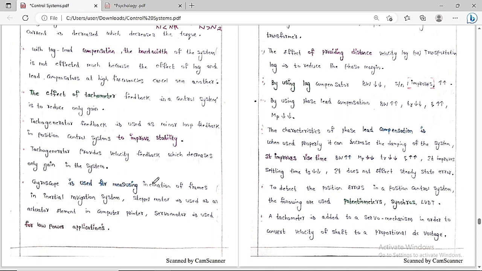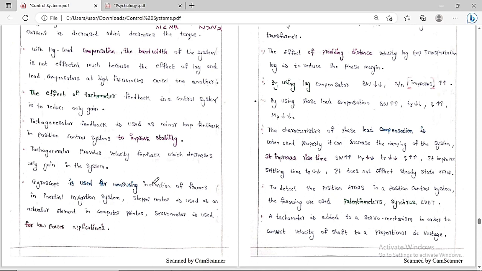So listen carefully, the gyroscope is basically used for measuring the inclination of the frames in the inertial navigation system, whereas the stepper motor is used as an actuated element in the case of a computer printer, whereas the servo motor is basically used for low power applications.